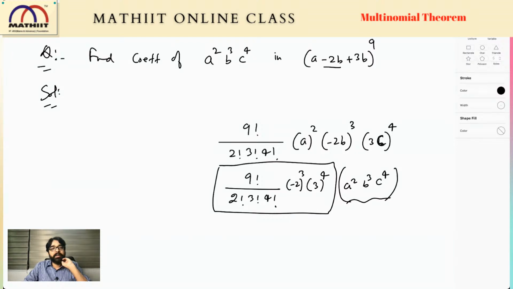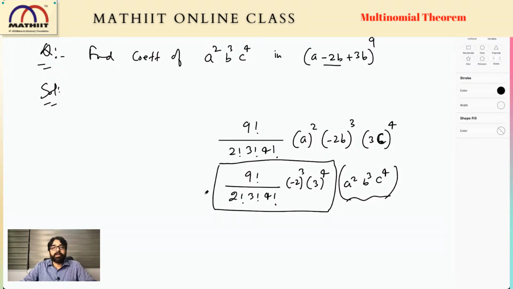Something wrong I did? A minus 2b plus 3c. Yes, so there I wrote 3b, but there it should be 3c. Correct? So this is what the coefficient of this will come. This is the meaning of finding the coefficient in this.